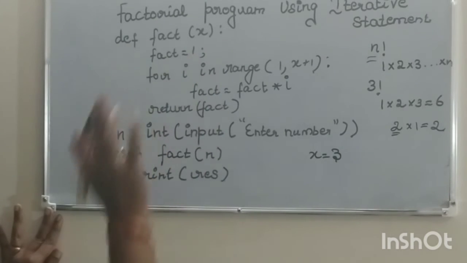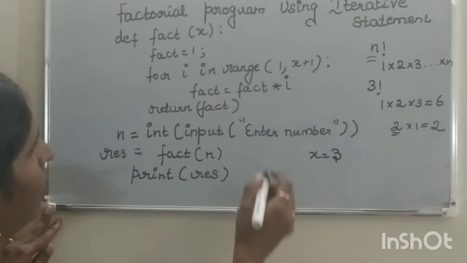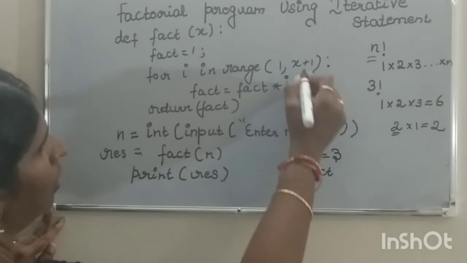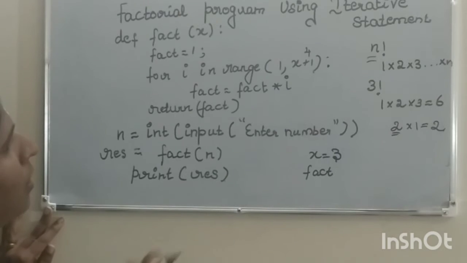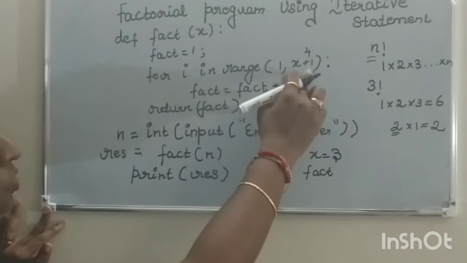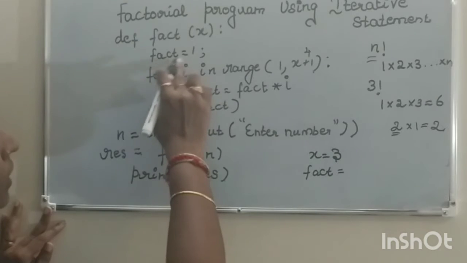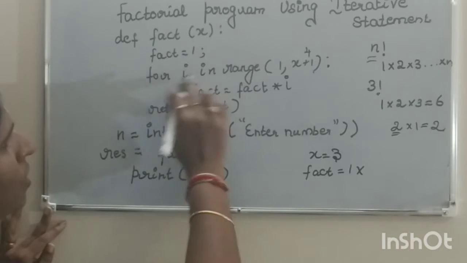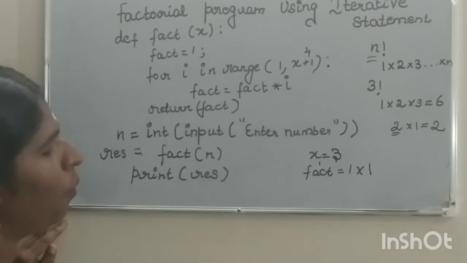Initially the fact equal to 1. For i in range 1 comma x plus 1. Fact equal to 1 comma 4. It continues up to 4, but normally the range function ends with stop minus 1. So fact equal to the initial value 1 into i value, now the starting number is 1. What is the fact value? Now you got 1.